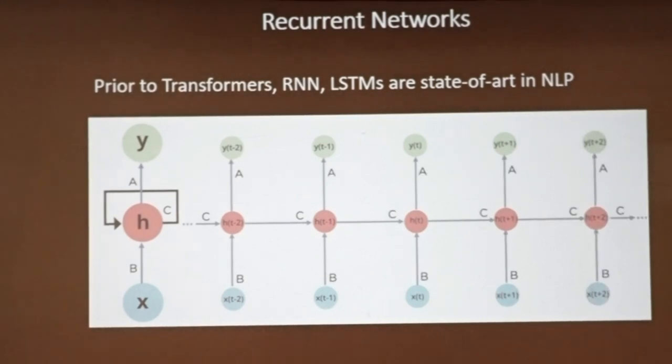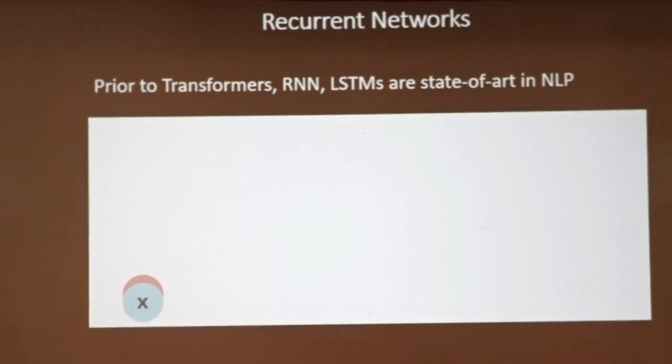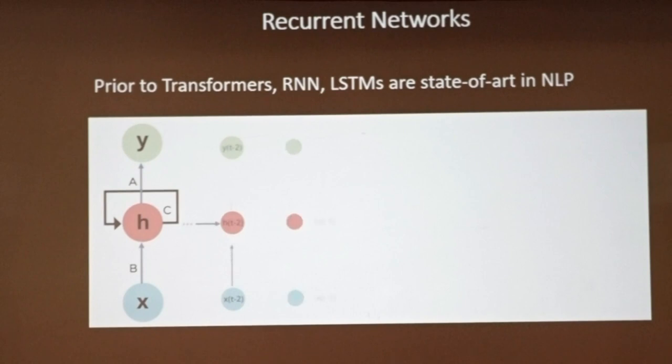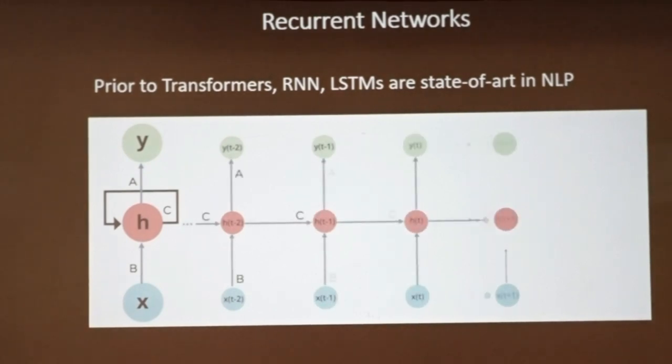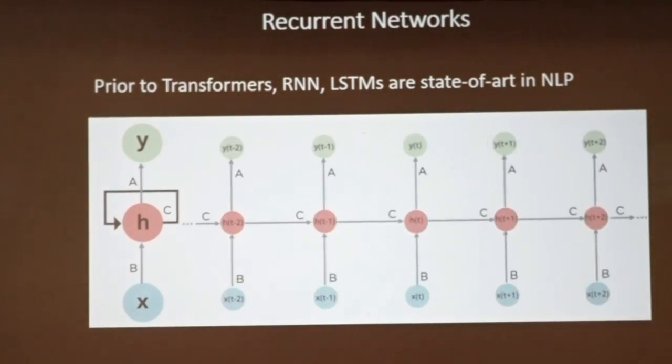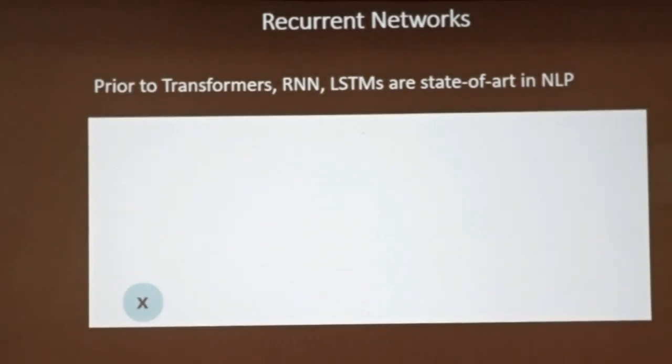when you are backpropagating through time, these multiplications lead to the problem of vanishing and exploding gradients. In order to overcome this problem, a variant of recurrent neural networks was introduced. What are those? LSTM, long short-term memory units.